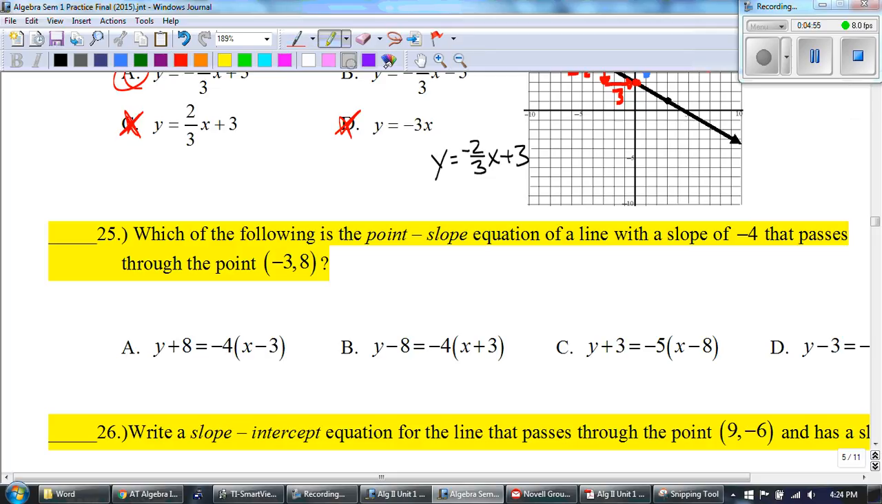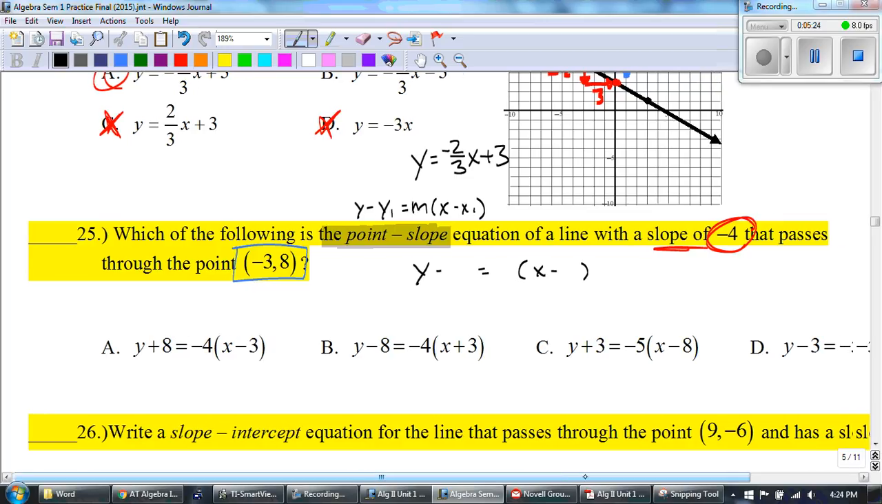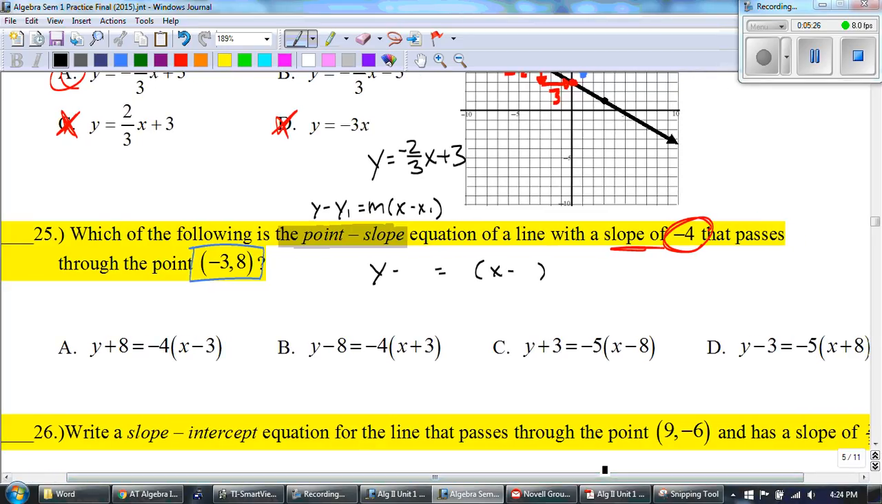Okay, so now it's asking for a point slope equation. They gave us a slope of -4 and then a point of -3, 8. Just remember, point slope is y minus y1 equals the slope times x minus x1. If they're asking for point slope, that's all we have to do. We don't have to try and do anything else with it.